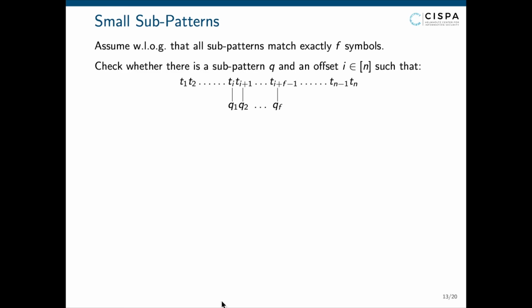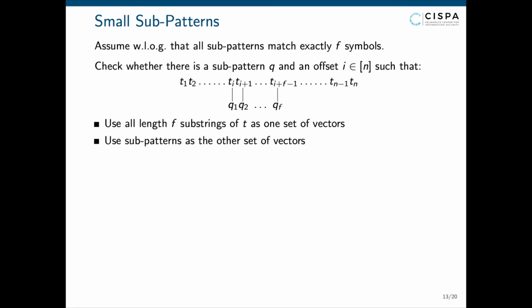Then if you take a look, what actually is a match? It's just checking whether there's some subpattern Q and an offset i, such that we can align this pattern to the text starting at some position i and the following f symbols are matched to the pattern. By this, it should be fairly easy to see that we use all substrings of our input text T with length f as one set of the vectors, and we want to use the subpatterns as the other set of vectors.